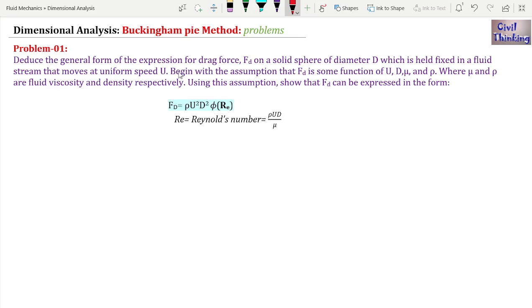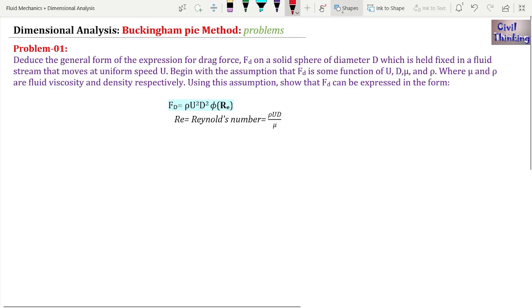Deduce the general formula for the expression for drag force Fd on a solid sphere of diameter d, which is held fixed in a fluid stream that moves at a uniform speed u. Begin with the assumption that Fd is some function of u, d, mu, and rho, where mu and rho are fluid viscosity and density respectively. Using this assumption, show that Fd can be expressed in the form Fd equal to rho u square d square, function of Reynolds number. Okay, Re is Reynolds number, which is rho u d upon mu.